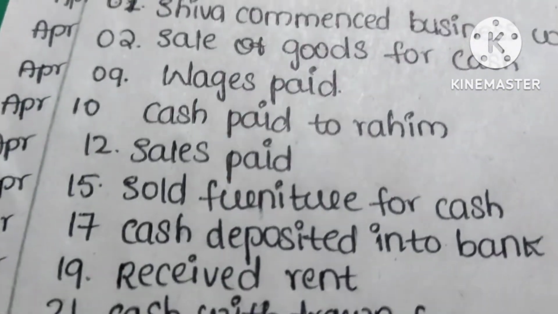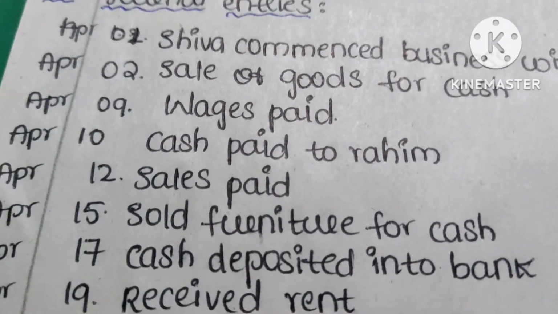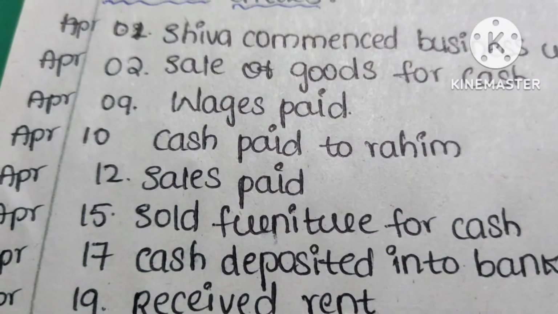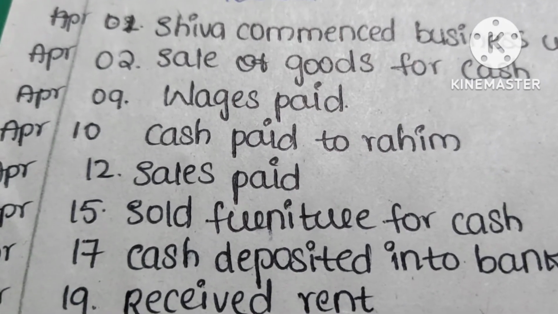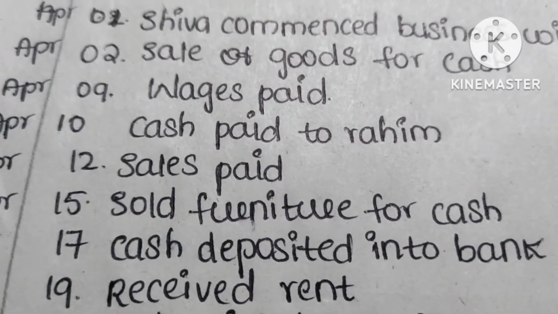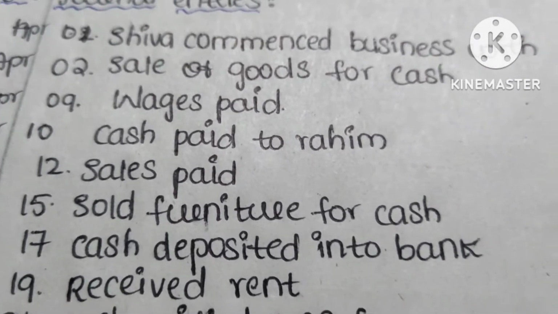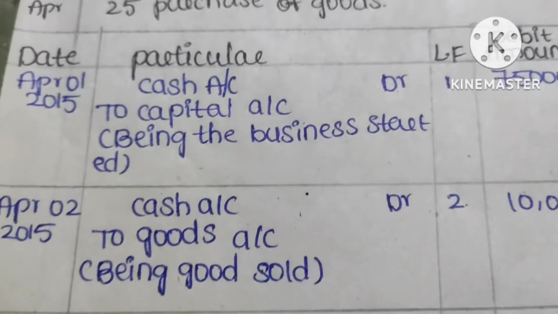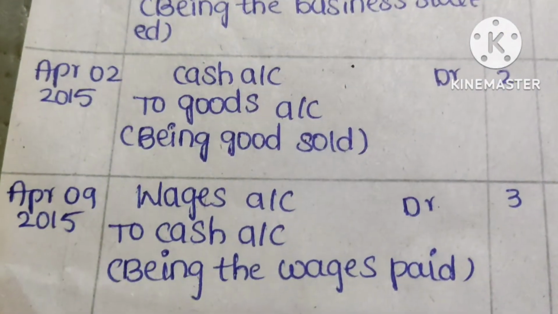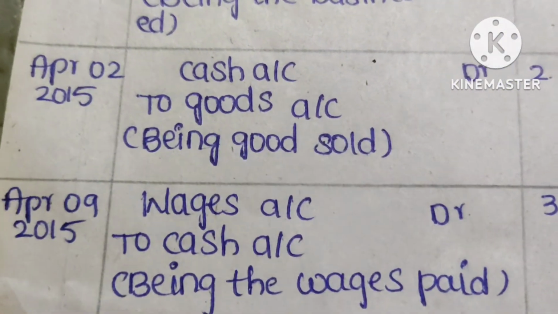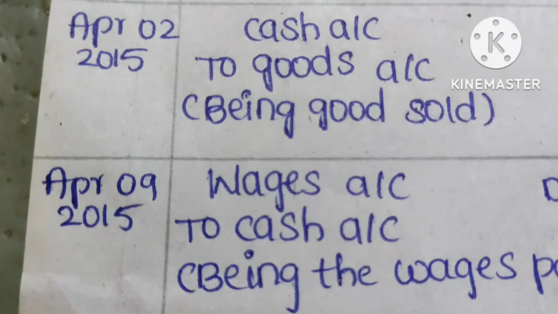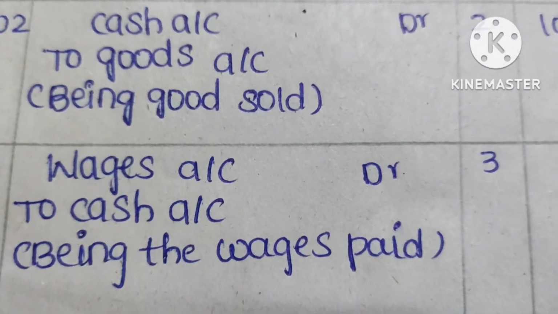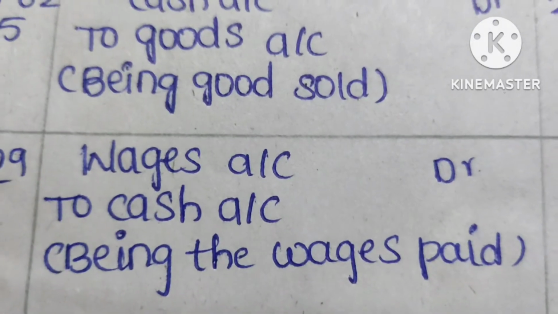As per the third one, wages paid. Here wages means expenses. Expenses are also known as salaries or all the other expenses we incur in business. Wages paid, and the cost of wages is 5,000. So we have paid 5,000 as expenses. So in the wages account, we have to enter the date when the wages were paid. So wages account debit to cash account.